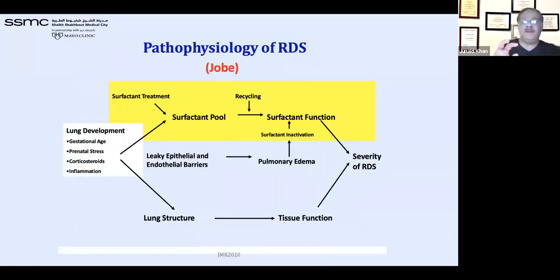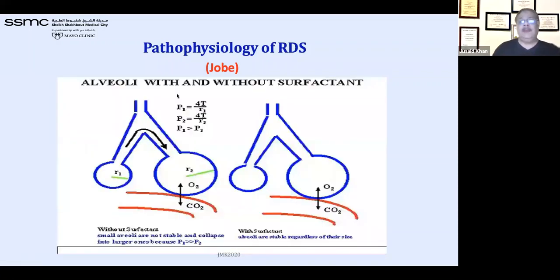What is the pathophysiology, how does surfactant help in RDS? Again, this is a vicious circle. First of all, there is a deficiency, as we already discussed, in those premature babies. On top of that, there are some factors which we call risk factors. The lower the gestational age, the smaller the surfactant pool. Prenatal stress, inflammation, okay? Then inactivation on top of the deficiency can cause the severity of RDS, and it causes lung structure problems and tissue function problems. And then again, it can inactivate the surfactant. So what happened, this is Alan Jobe's work. He's one of the pioneers who did a lot of work on surfactant.